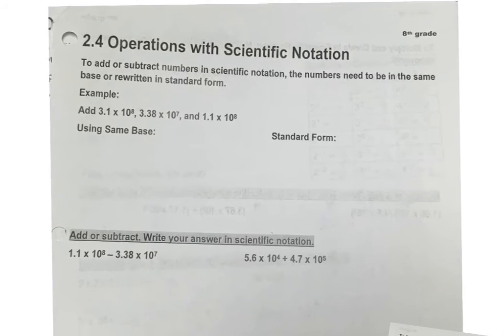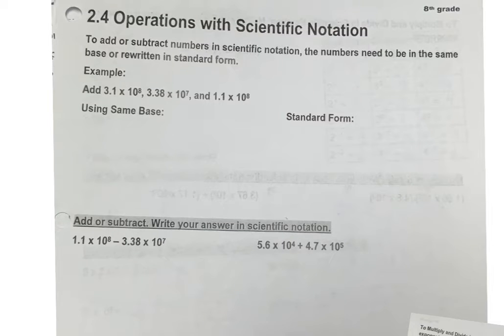So for example, the first one we have 3.1 times 10 to the 8th, and then we have 10 to the 7th, and we have 10 to the 8th. So we have two that are to the 8th and one to the 7th. In order for us to add them, they all need to be in the same base. So I'm going to switch this. I want this to be times 10 to the 8th also. Since I made this number bigger, this one has to get smaller. 0.338 times 10 to the 8th.